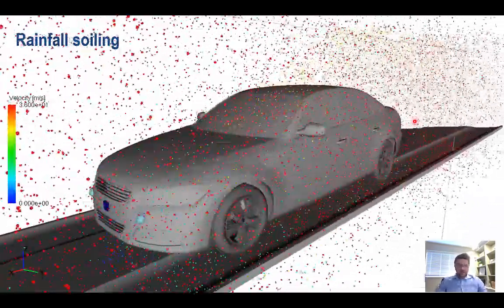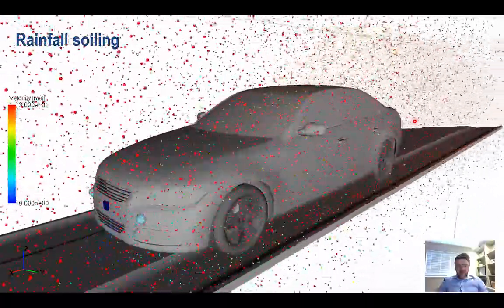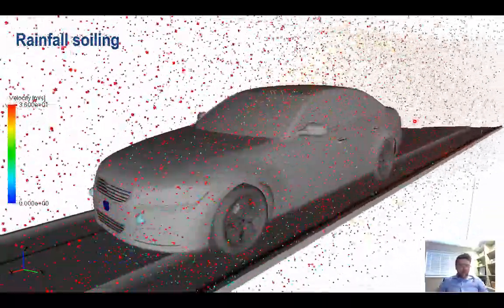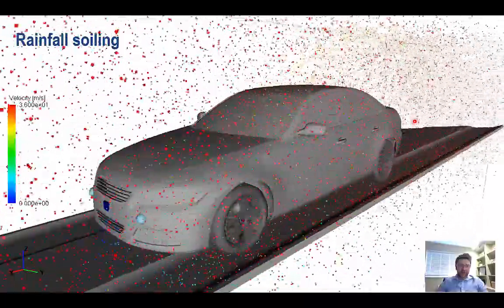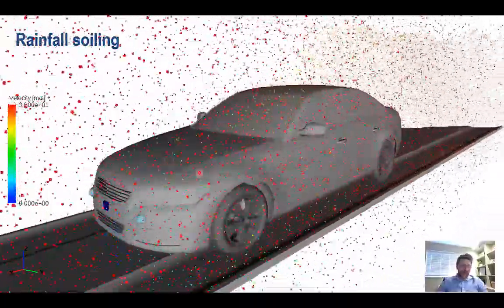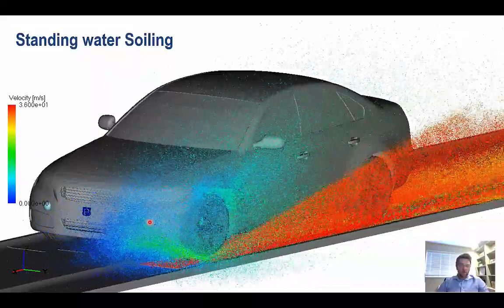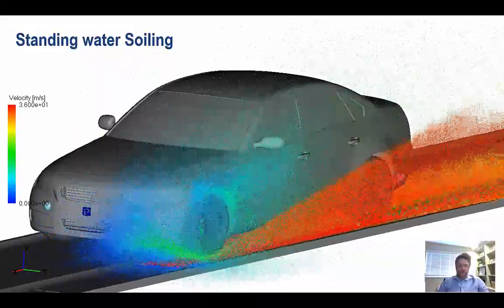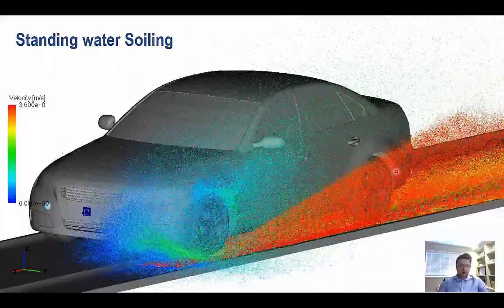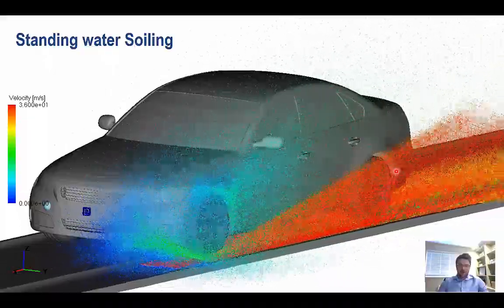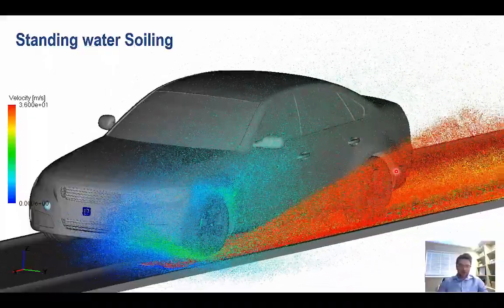There's obviously a number of different ways that the car can get soiled. So in this case, we've got rainfall. How does that interact with the LiDARs? So especially the ones on the front in this case. Or maybe standing water. So this is going to be more affecting the rear of the car potentially. How does standing water affect the overall soiling rate of the vehicle?